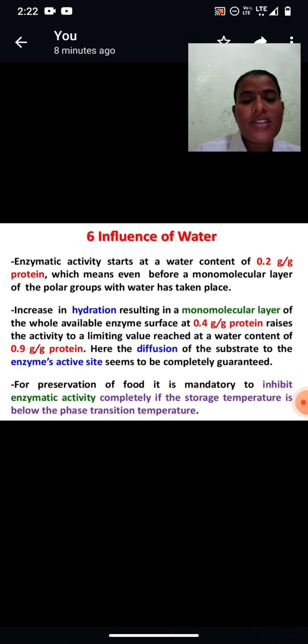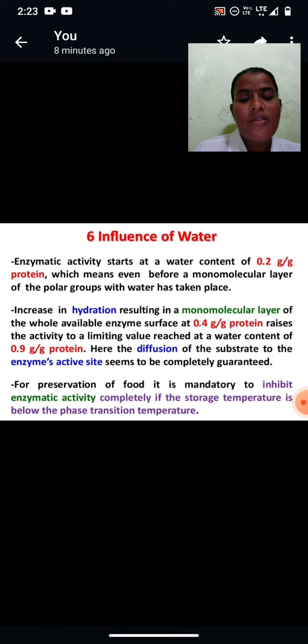Sixth one, influence of water. Enzymatic activity starts at water content of 0.2 g/g protein, which means even before a monomolecular layer of the polar groups with water has taken place. Increase in hydration resulting in a monomolecular layer of the whole available enzyme surface at 0.4 g/g protein raises the activity to a limited value reached at water content of 0.9 g/g protein. Here the diffusion of the substrate to the enzyme's active site seems to be completely guaranteed.